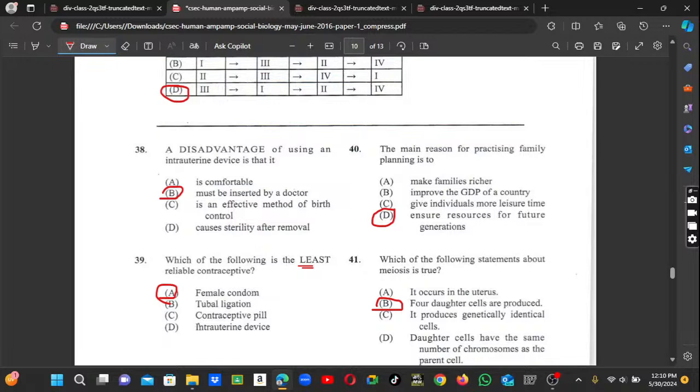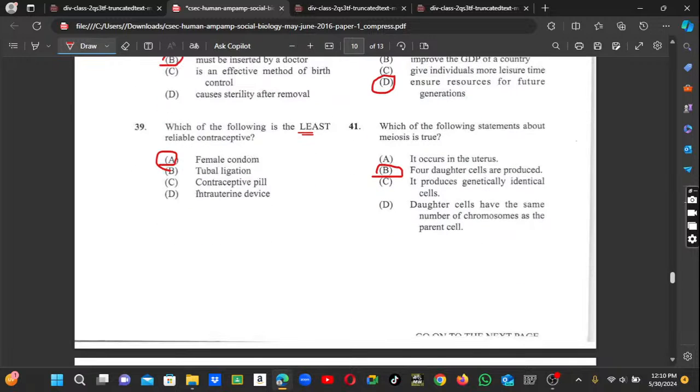It says the main reason for practicing family planning is to, and we know that the whole reason for practicing family planning is to ensure resources for future generations. And this one is a little bit tricky, because it also can give individuals more time, but it says the main reason. One of the reasons is to give individuals more time, but that is not the main reason. So the main reason, guys, would be to ensure resources for future generations.